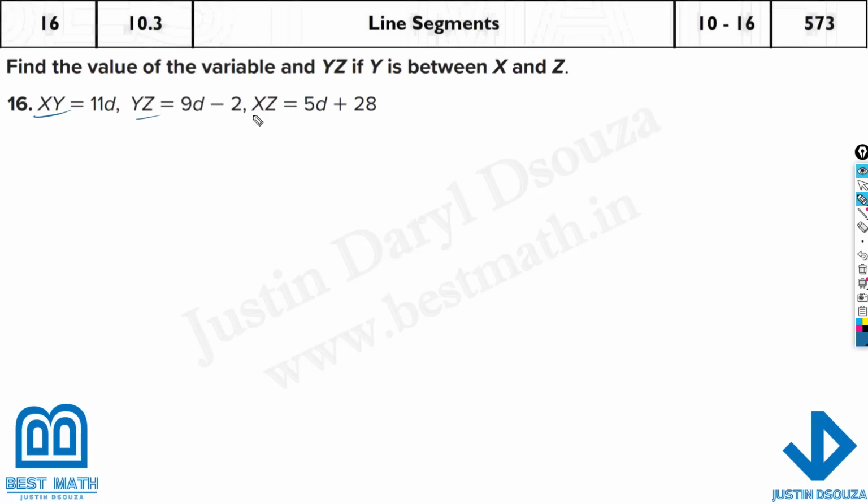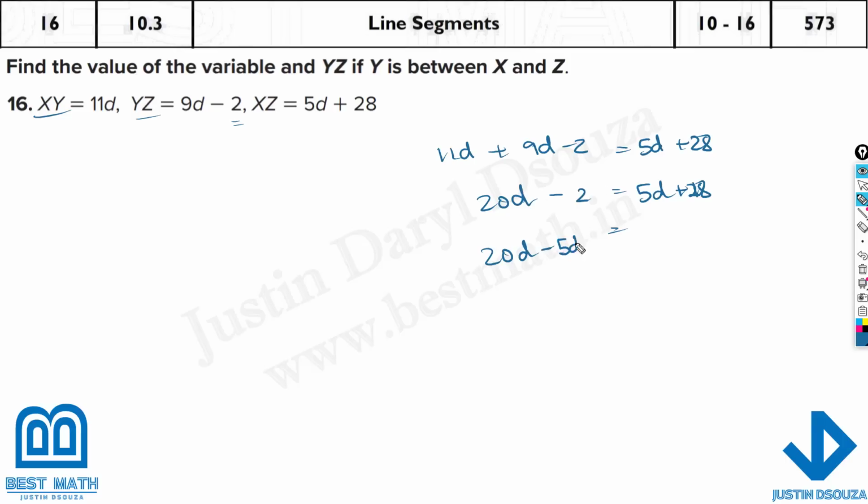It's this plus this is equal to xz. So it'll be 11d plus 9d minus 2, that is equal to 5 times d plus 28. So here we have 20d minus 2 equals 5d plus 28. Now what happens? Of course 20 is bigger than 5, so it'll be 20d minus 5d. This moves its place and the sign changes. Here minus 2 to the other side will become plus 2. And here we have 30 and over here we have 15d.